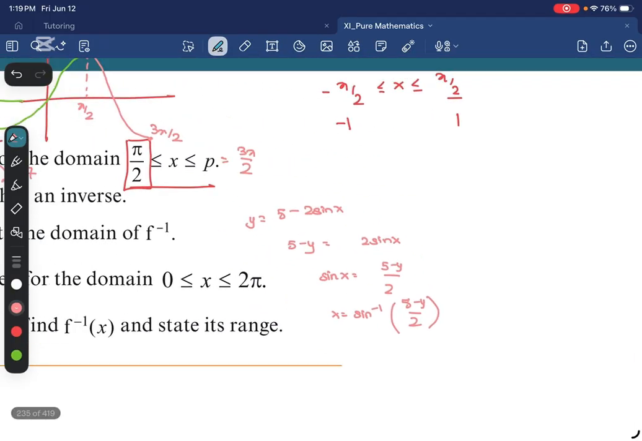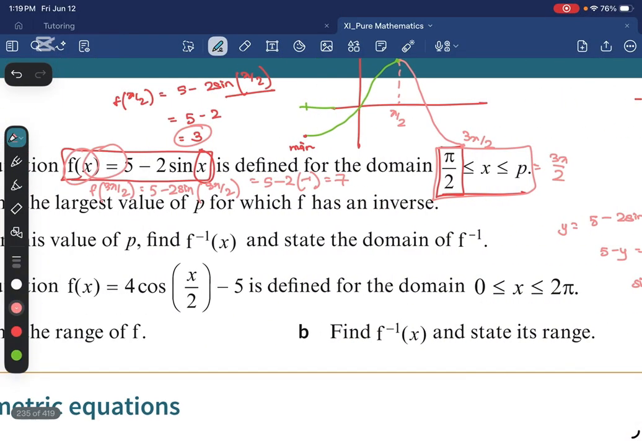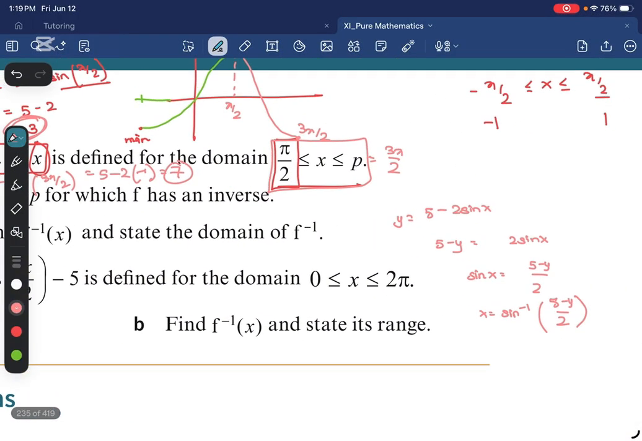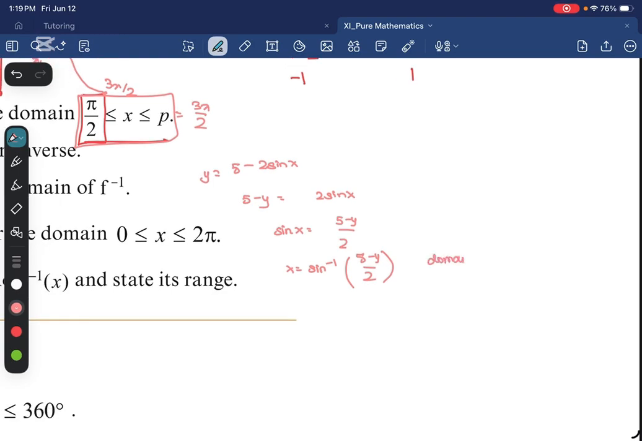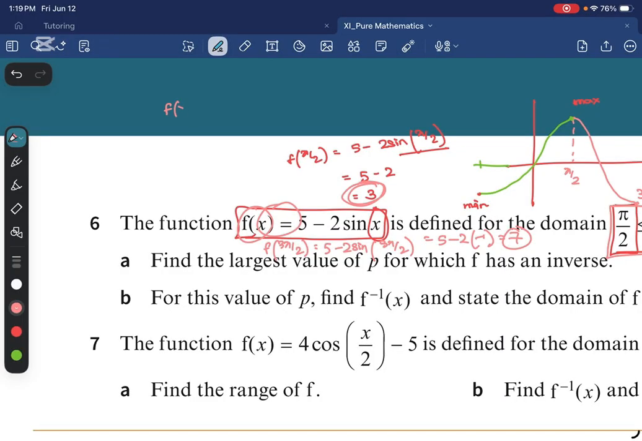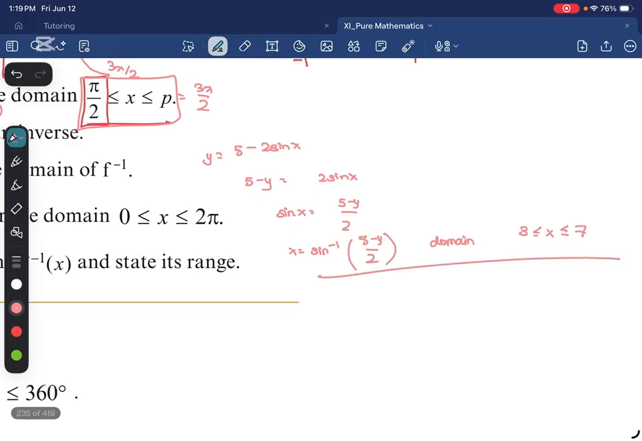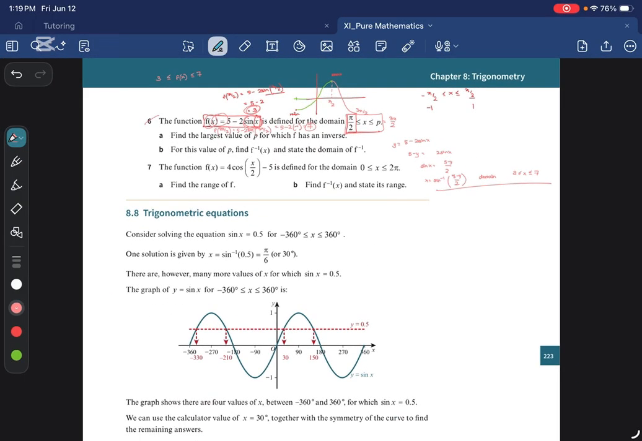And what is the domain? Well, it's going to be the range of this function for this domain. And we just figured that out. The range was from 3 to 7. So x is bigger than or equal to 3 and less than or equal to 7, right? So the range of this function, f of x, we figured out is less than or equal to 7 when you place in the minimum value of sine x, and is bigger than or equal to 3 when you place in the maximum value of sine x. So that is going to be the domain of sine inverse of x. All right, that is question 6.